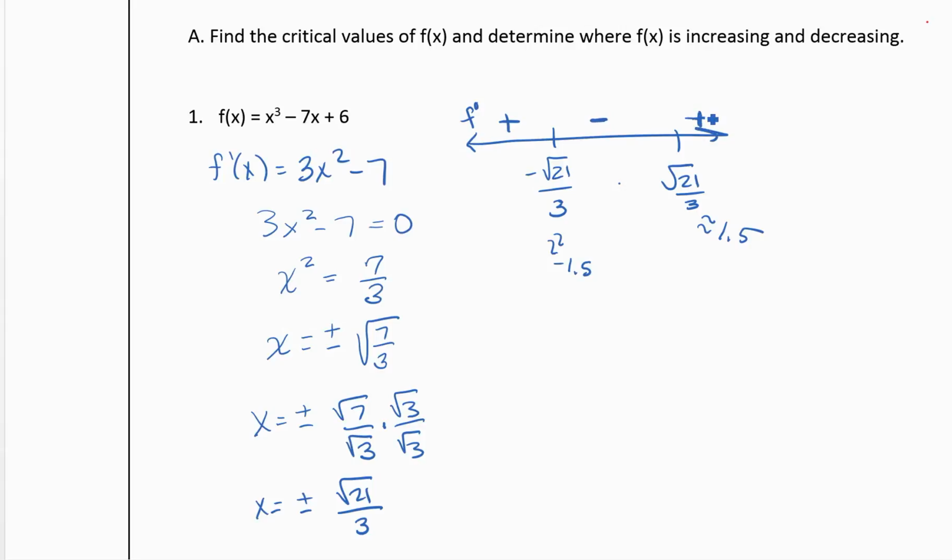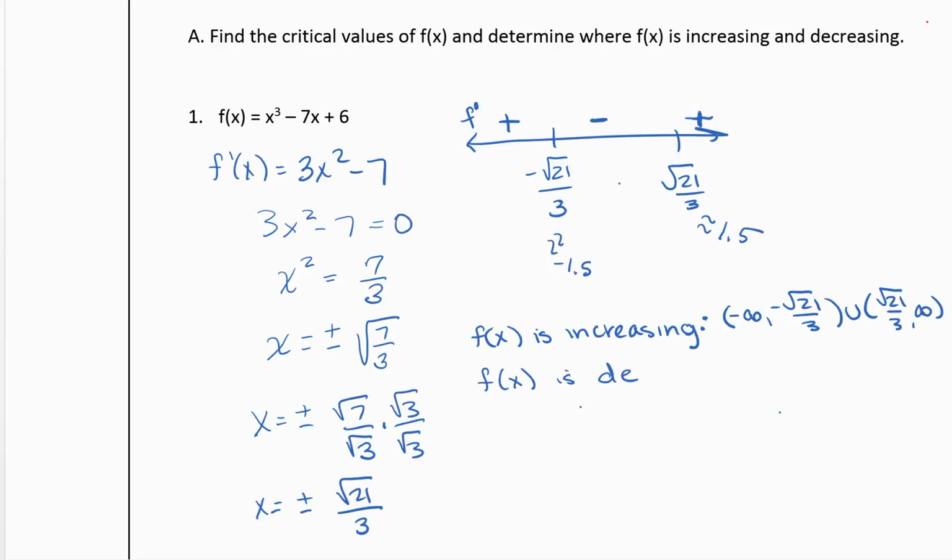So what we would now say is that f of x is increasing on the intervals where we just put a positive sign. So negative infinity to negative square root of 21 over 3, and from square root of 21 over 3 to positive infinity. And then we're decreasing from negative square root of 21 over 3 up to square root of 21 over 3.